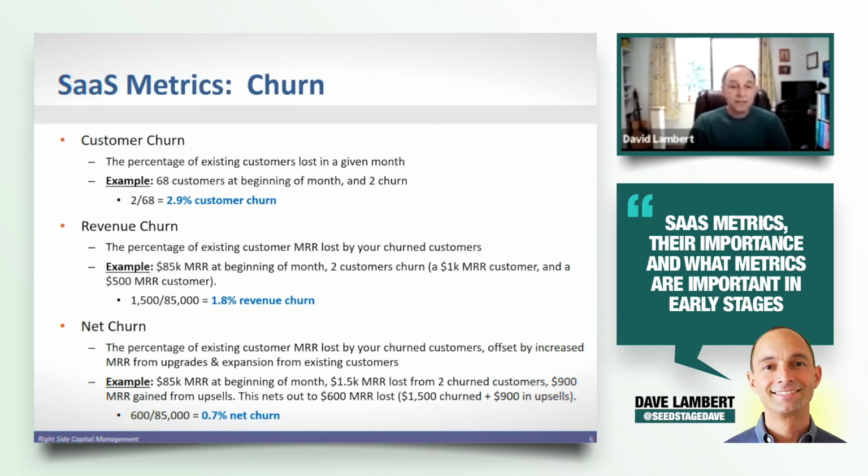So it could have been the case that we lost $1,500 in MRR from 2 customers that churned, but maybe we had $2,500 in upsells. In that case, it would have been minus 1,000 over 85,000, and we would have had net negative churn. That means your MRR is growing from your existing customer base without you having to sell anyone new.